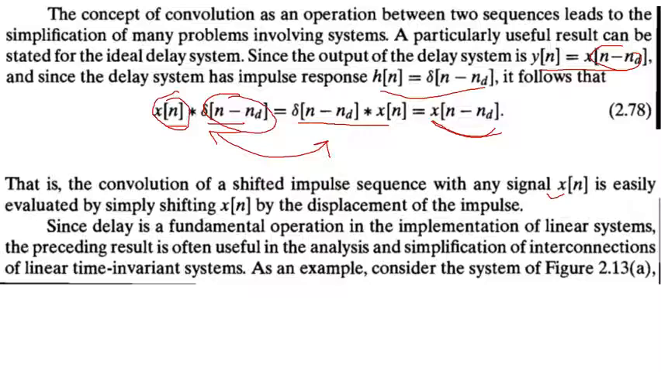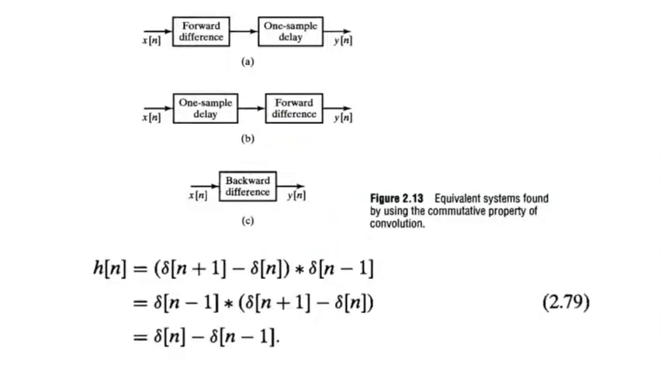Okay, let's move on. So here you have forward difference followed by one sample delay. Forward one sample delay is delta of n minus 1. Forward difference is delta of n plus 1 minus delta of n. It means advanced sample minus previous sample. Then we have one sample delay convolving with forward difference. And then we have backward difference. It means current minus previous sample.